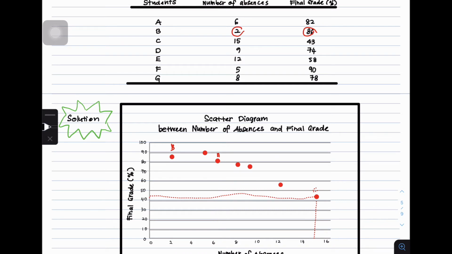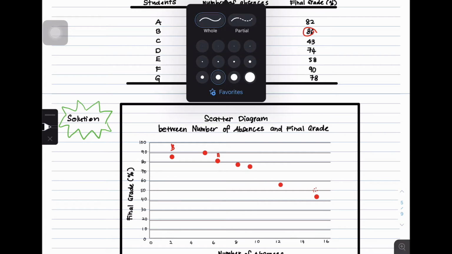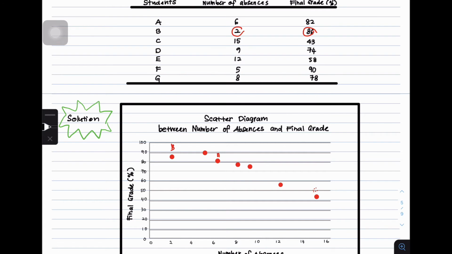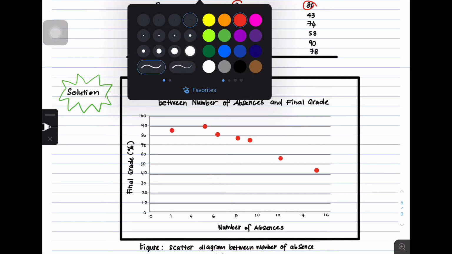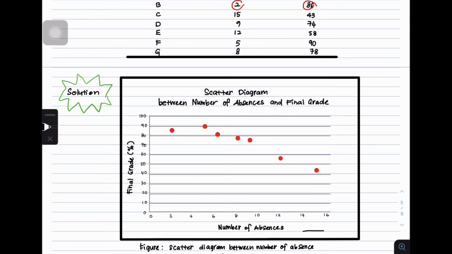So you can see the pattern of the scatter plot. Kalau awak nampak kat sini, pattern of the scatter plot ni dia menurun. So bila dia menurun, we can say that this one is a negative relationship. Maksudnya semakin bertambah bilangan hari absent, final grade semakin menurun. So this one is called a negative relationship.